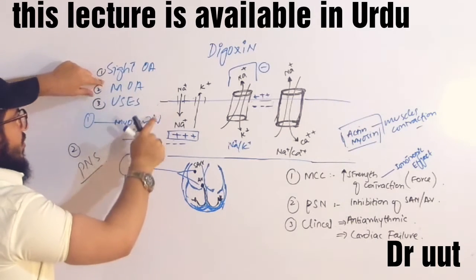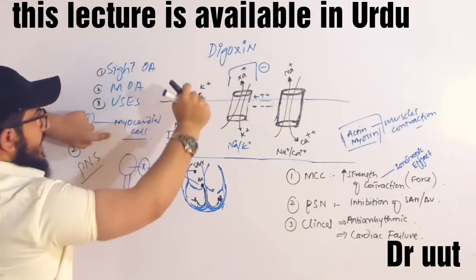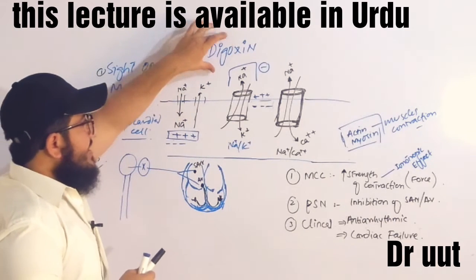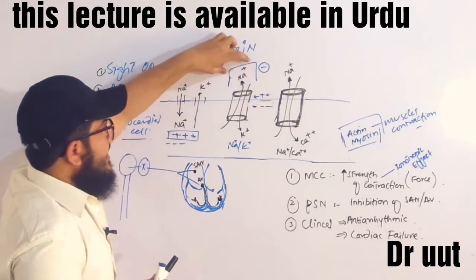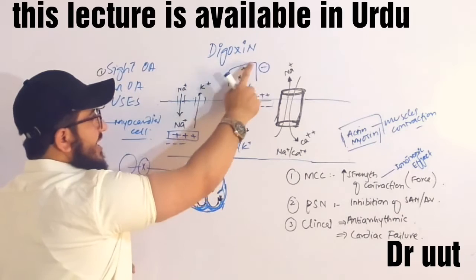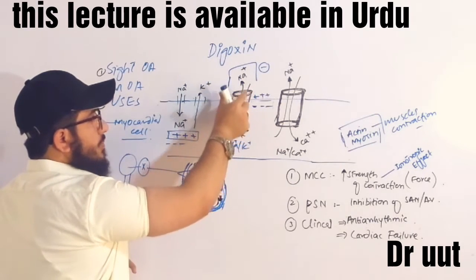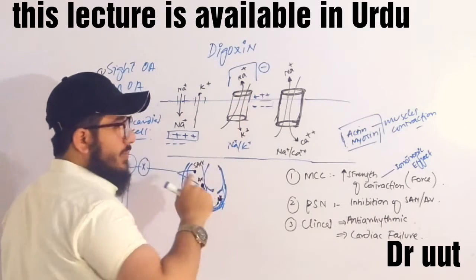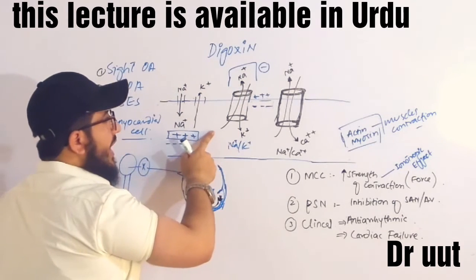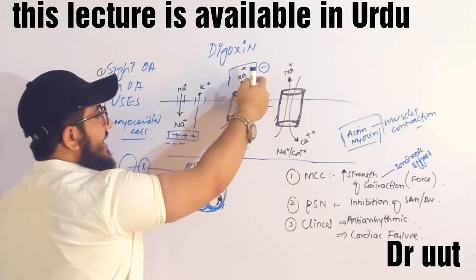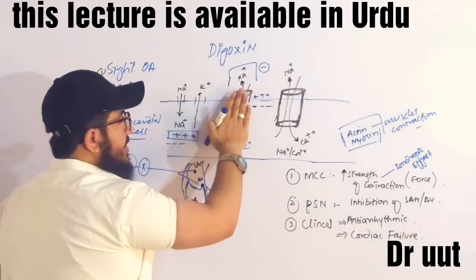The mechanism of action of digoxin on the myocardial cell is very simple. How? Digoxin actually targets the sodium-potassium pump, means it is inhibiting. Here is a negative sign. Digoxin inhibits the sodium-potassium pump. So what happens here, when this pump is inhibited or blocked, there will be no outflow or efflux of the sodium and influx of the potassium. So it will be blocked.